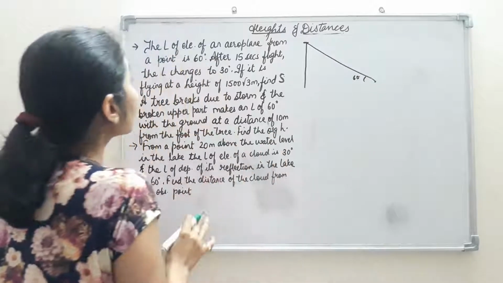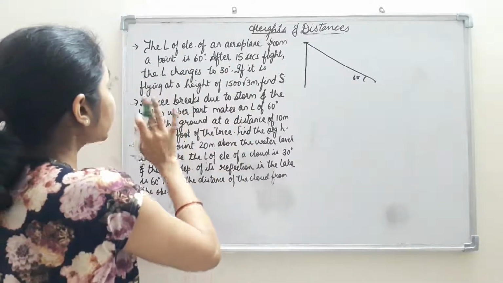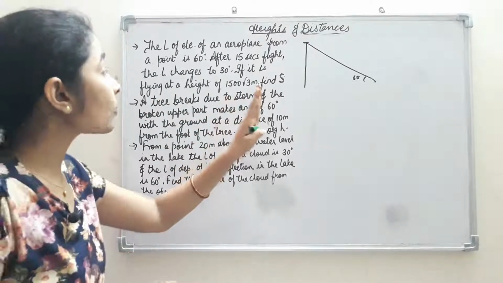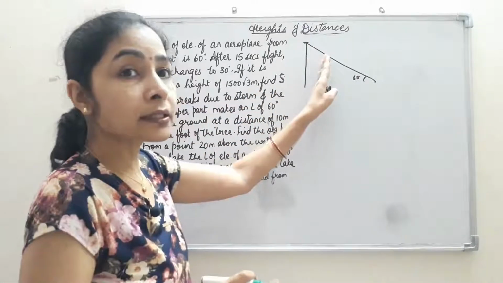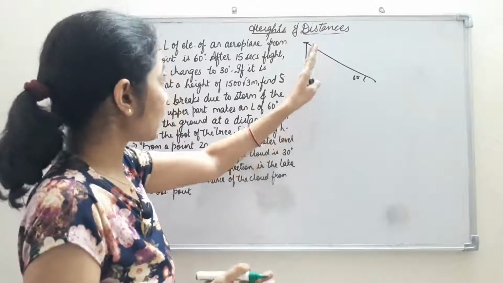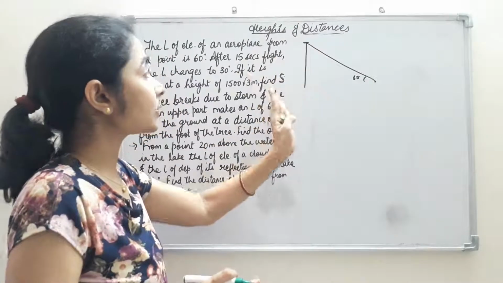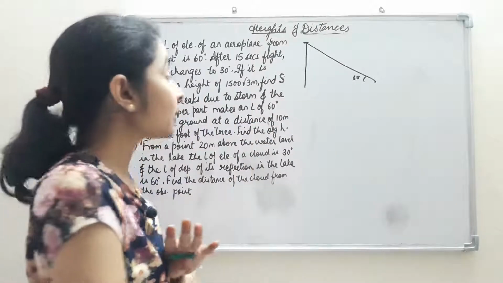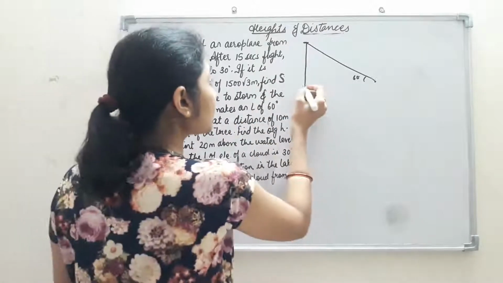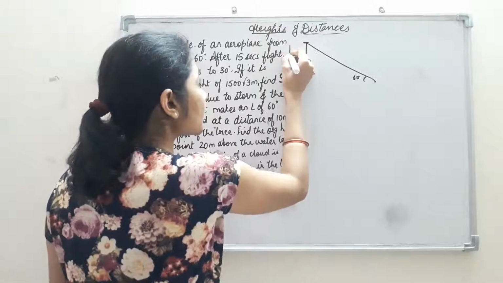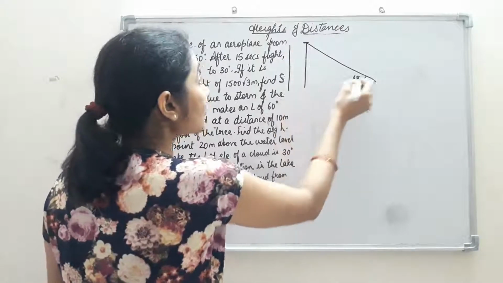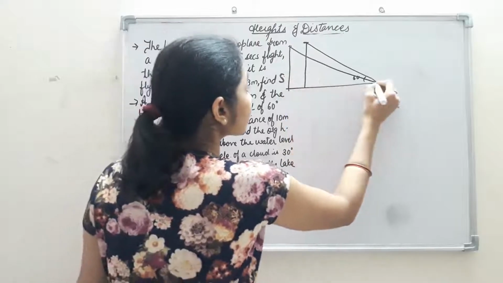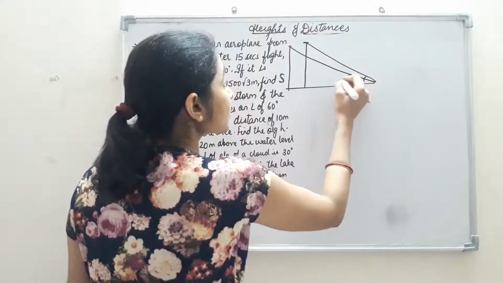Now after 15 seconds of flight, the angle changes to 30 degrees. What does 30 degrees mean? If here it is 60 degrees and its next angle is 30 degrees, then the aeroplane is going away from me. So if the aeroplane's next position is here, the angle of elevation is 30 degrees. So this is 30 degrees.